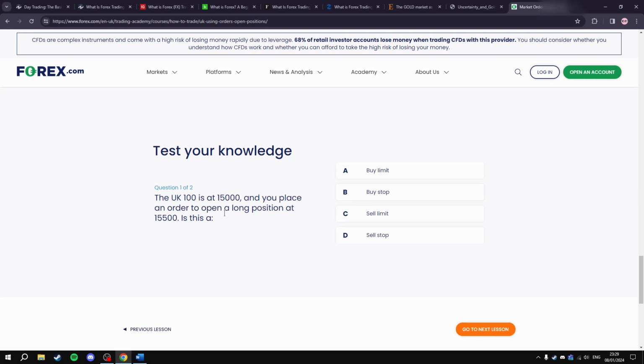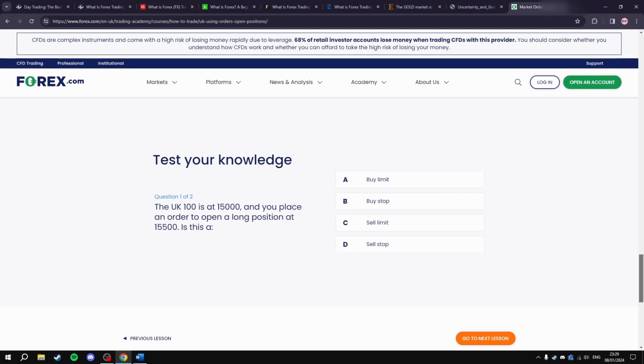The UK 100 is at 1,015,000 and you place an order to open a long position at that. This is a buy. It's either buy limit or buy stop. I think it's one above and one below. I'm pretty sure it's a buy limit. No, it's a buy stop, isn't it? Yep. Okay, so stop is above.